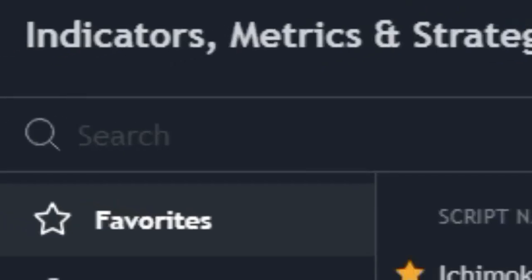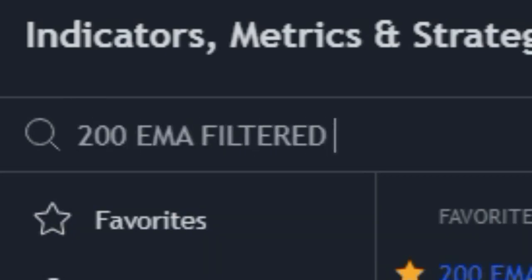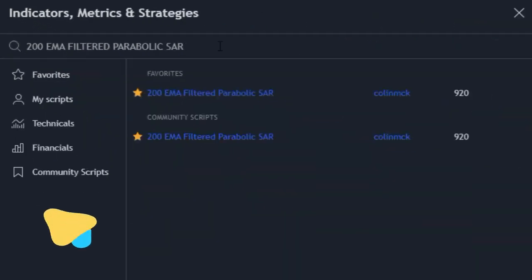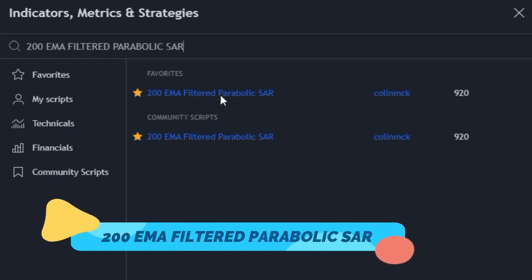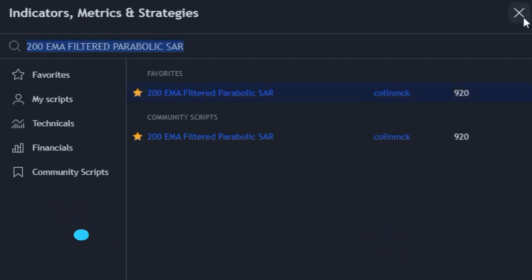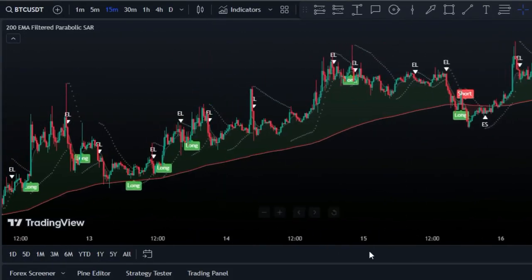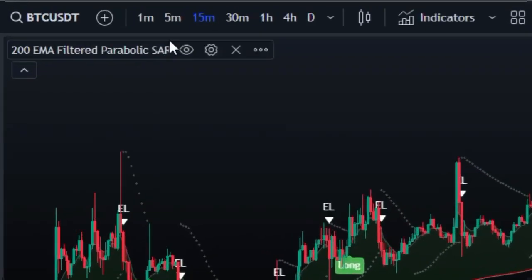Head over to the indicator section of TradingView. Add the first indicator called 200 EMA filtered parabolic SAR, which combines 2 indicators, EMA and parabolic SAR, to guide your trading choices. But before using it in your strategy, it's crucial to adjust it.